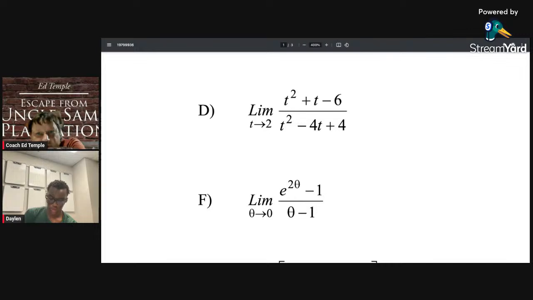I don't know what they're telling you guys to put. Every college might have a preference, but it's DNE. It might say no limit, something like that.